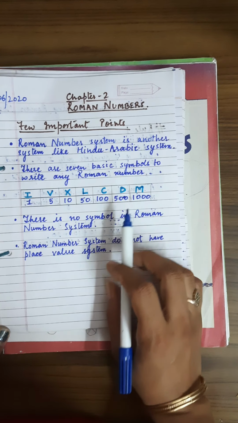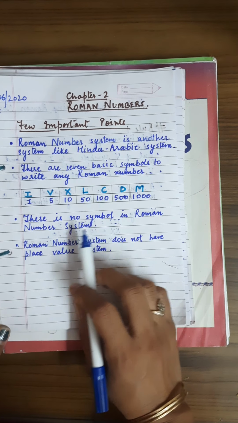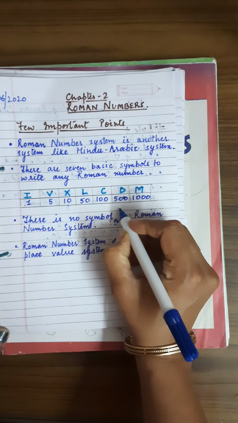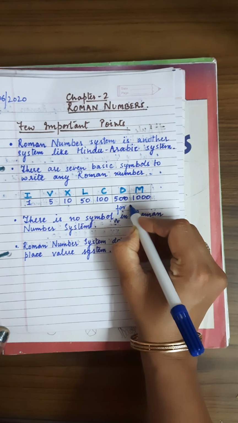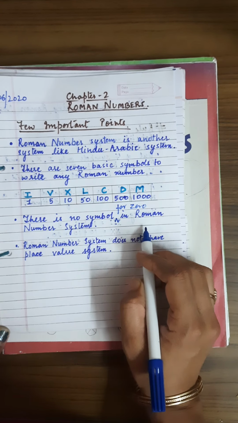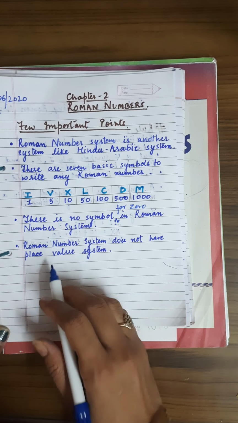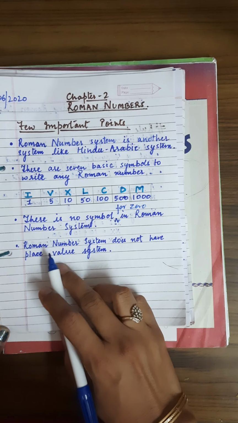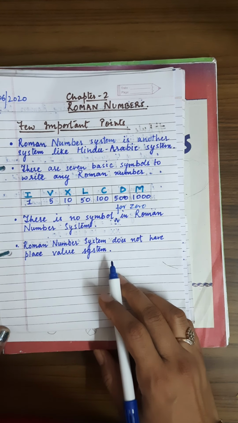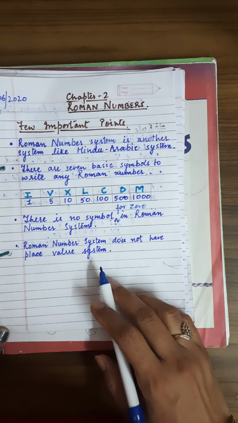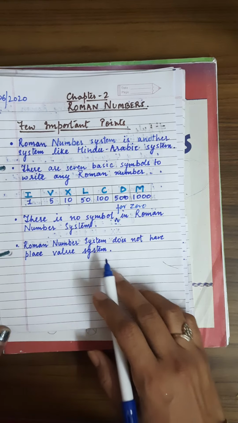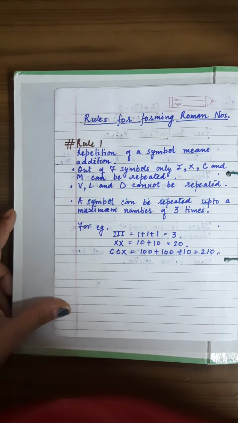There is one drawback of this system, that is there is no symbol for 0 in the Roman number system. And one more, the Roman number system does not have any place value system. Like in chapter 1 we have read 2 place value systems, Indian system and international system, but in the Roman number system we do not have any place value system.